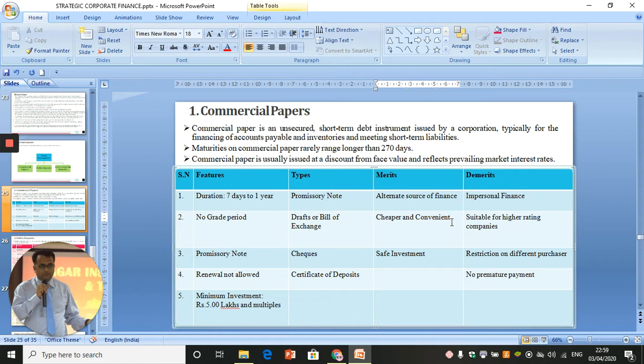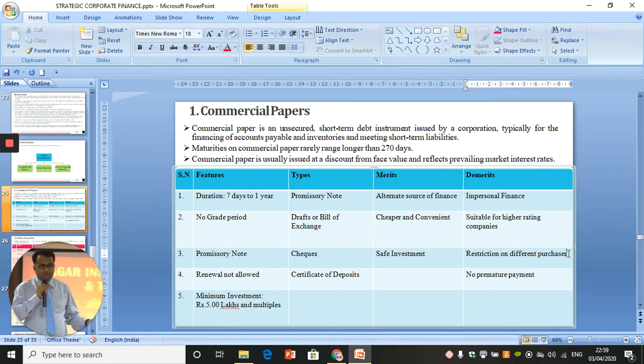It can easily be given to corporate deposits are also there. So that is how it does. Demerits are impersonal finance. Suitable for higher rating companies only. So what about lower rating companies? They don't get this instrument into their kitty while raising the funds.